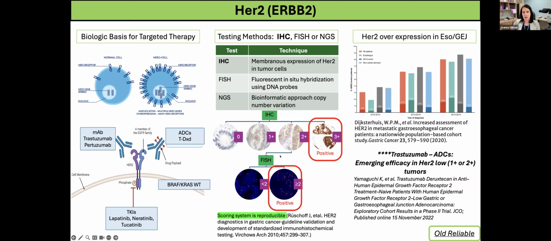And the exciting thing about HER2 is that even though it's been around for a long time and we've been able to target it using monoclonal antibodies, now there is newer data coming out that the antibody conjugates can also be used in patients that have HER2 low 1+ or 2+ findings. So it is something that is going to be able to be expanded to other patients.